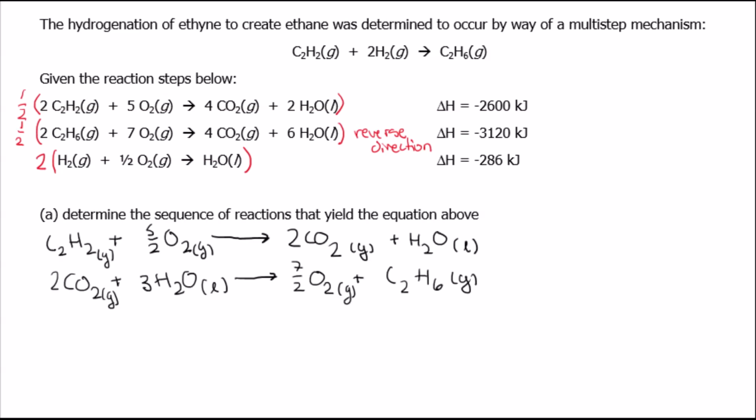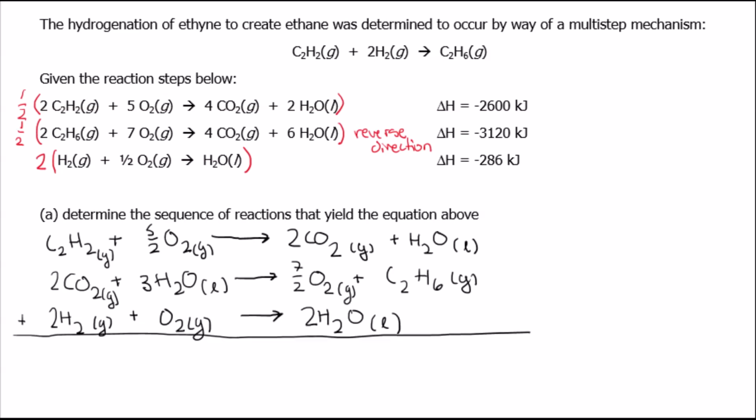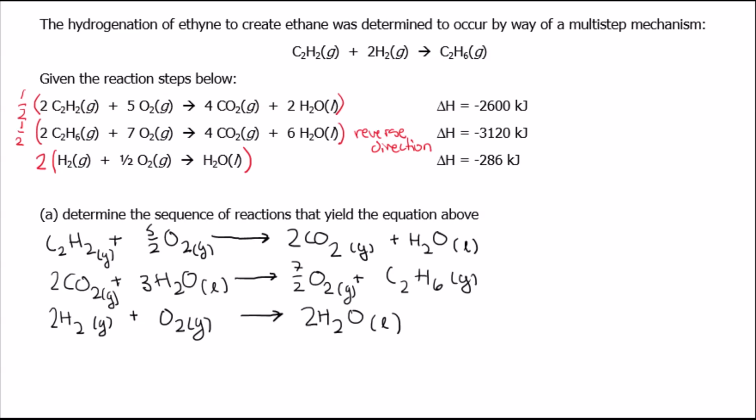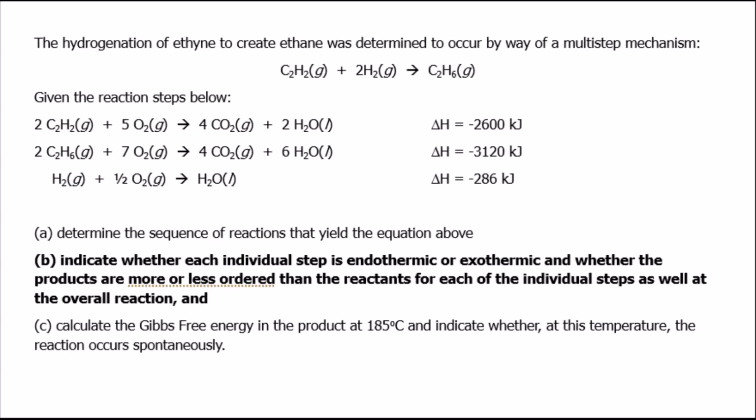So we're just going to write out each of these steps, making sure that we multiply through all of those coefficients and the direction on the second one is reversed. And we're going to add them up, canceling out anything that's balanced on both sides. So that's the oxygen, carbon dioxide, water. And then we're left with the overall reaction. And so these indeed are the steps that will get us to that overall reaction.